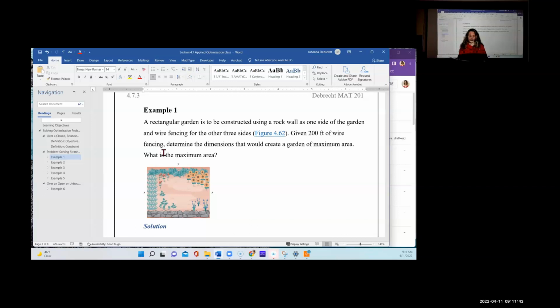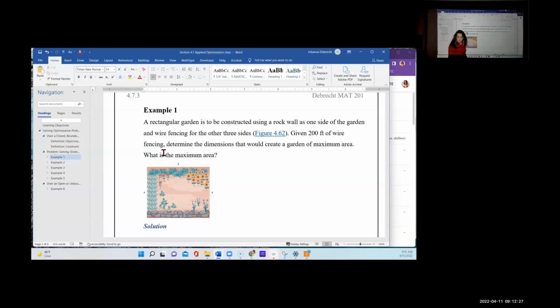So the first thing we're going to have to do is start going back and translating word by word. So that's our first step. Translating from one form of writing, English, into another form of writing, mathematics. Okay, so going back to the beginning, a rectangular garden, we've got a picture of it and it is a rectangle, got it, to be constructed, okay, no math there, using a rock wall, still no math, as one side of the garden. Look at your picture and make sure that one side is marked stone wall.